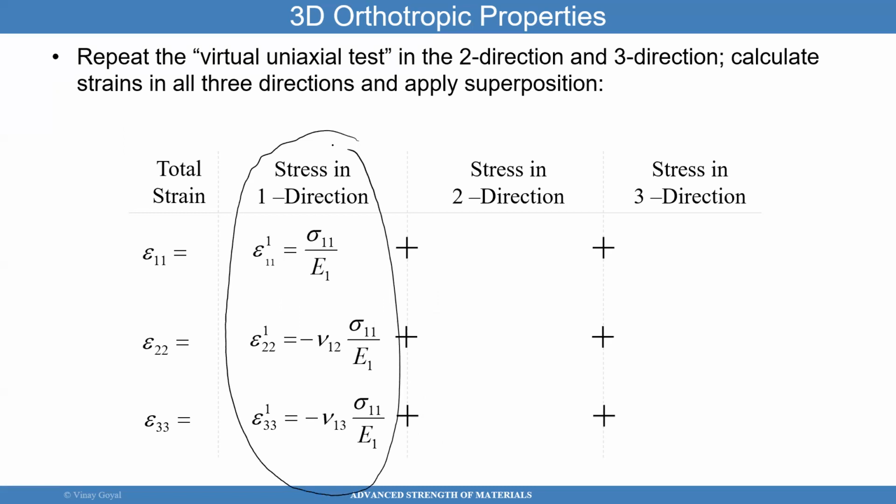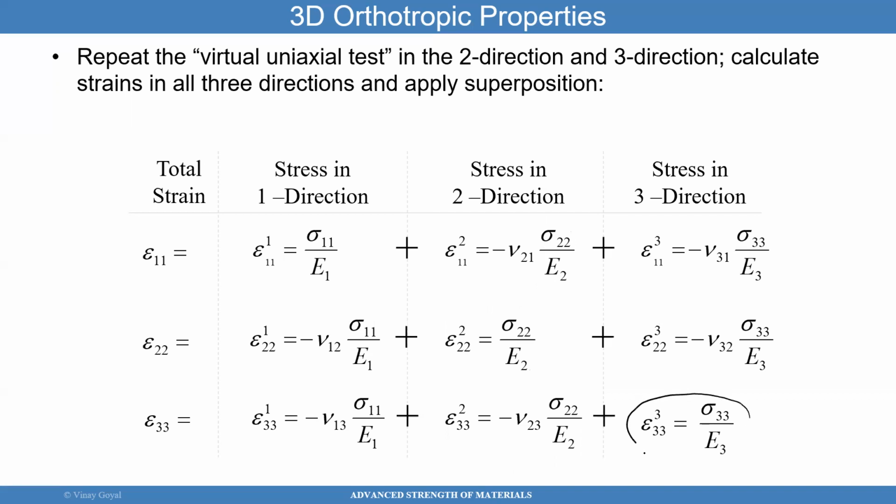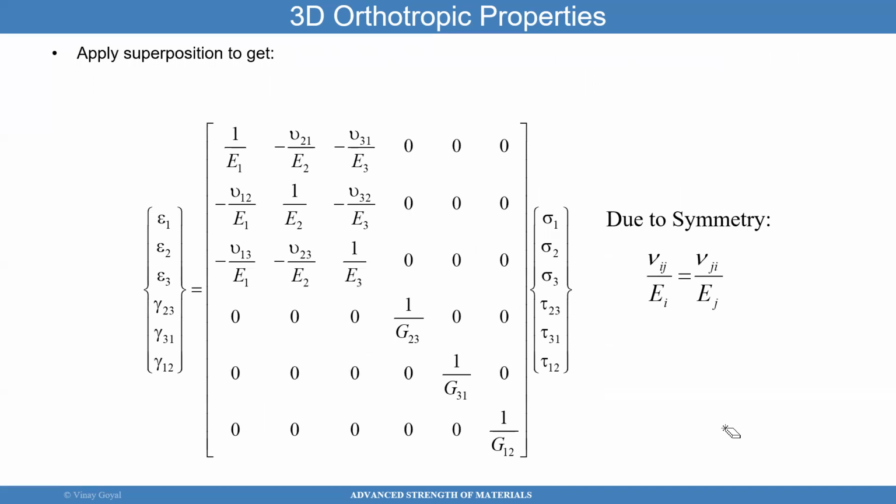I can repeat the testing that I just did in the two direction. So if I apply a load in the two direction, I will get this, and it will contract in the other two directions. I can repeat the test in the third direction, where I apply the load in the third direction, but it contracts in the other two directions. And then I can use superposition. I can then add up all three stress directions to create this matrix that you see here. As you can see, this is 6x6. It connects the stresses to the strains. By symmetry, this has to be equal to this.